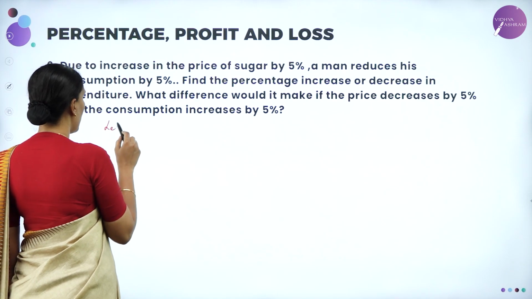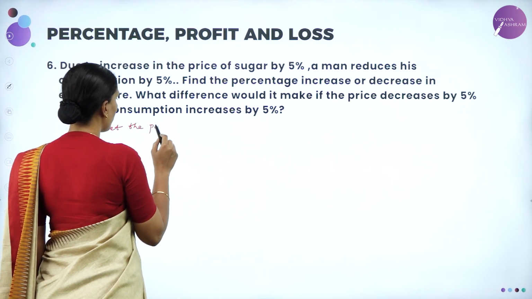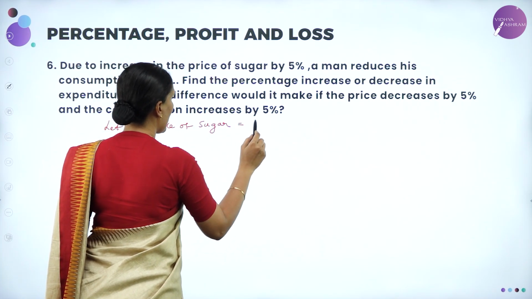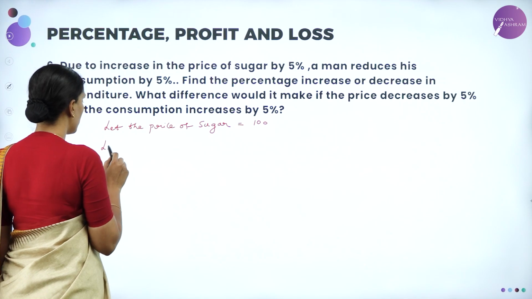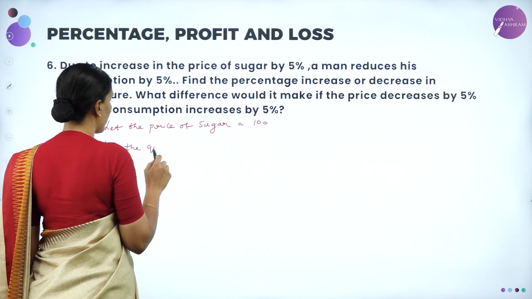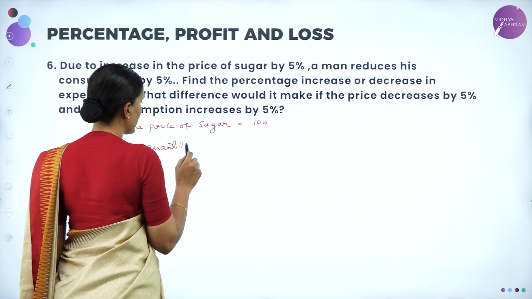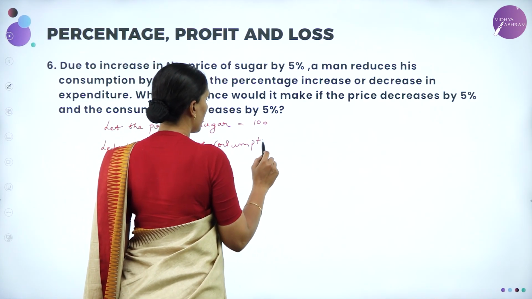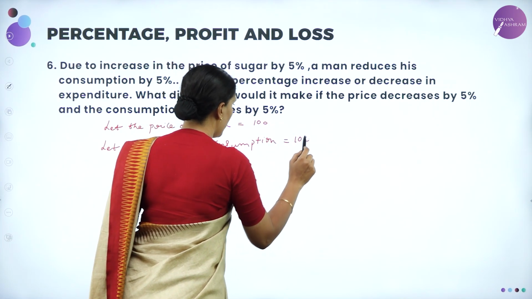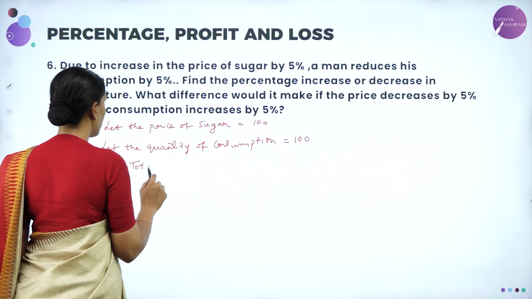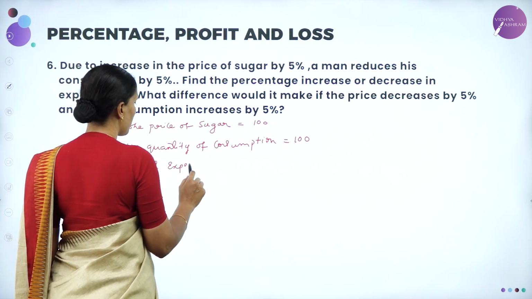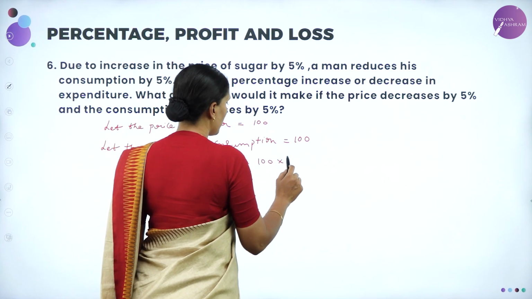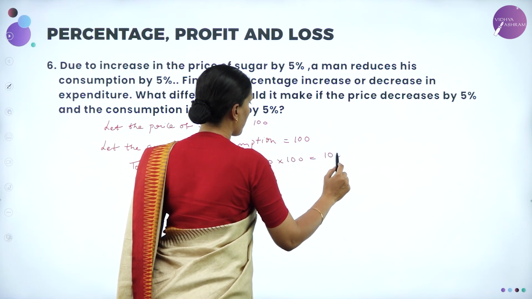So first, let the price of the sugar equal rupees 100 and let the quantity of consumption be equal to 100. Then the total expenditure is equal to 100 into 100. So that is equal to 10,000.